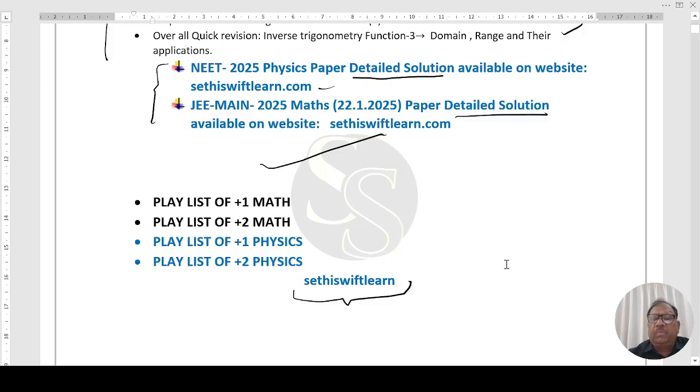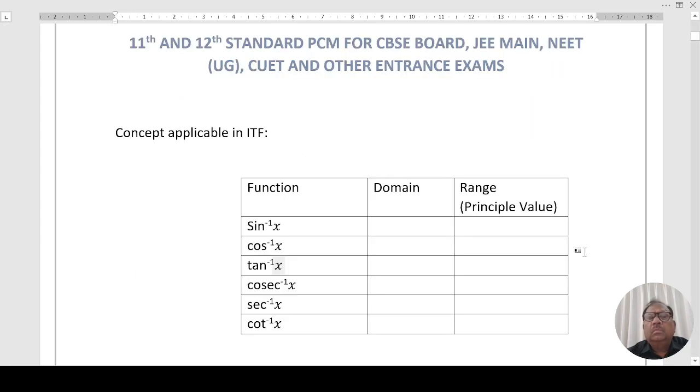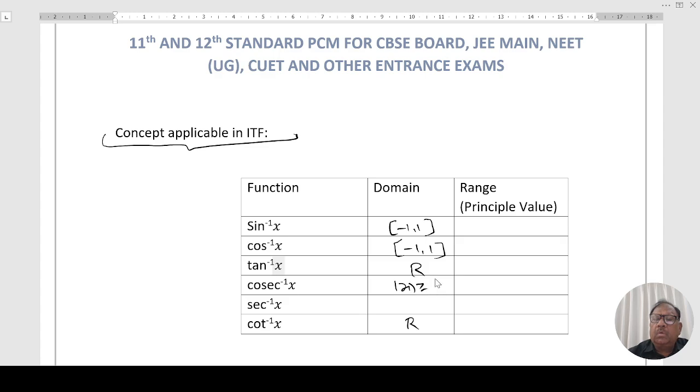Now let's start with the concept and question. Concept applicable in inverse trigonometric functions. Sin inverse x: its domain is defined for x belonging to -1 to 1. Cos inverse: -1 to 1. Tan inverse and cot inverse: all real numbers. Sec inverse and cosec inverse: mod x greater than or equal to 1.